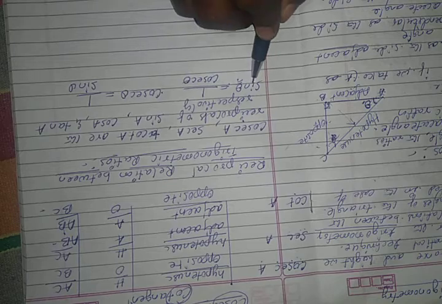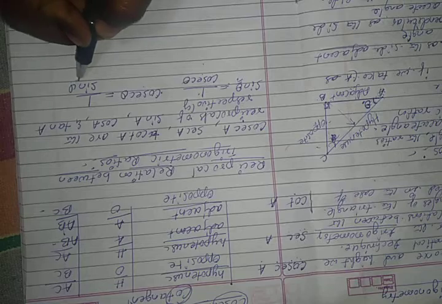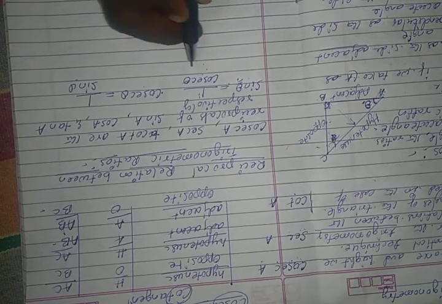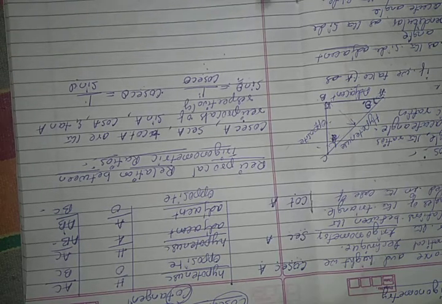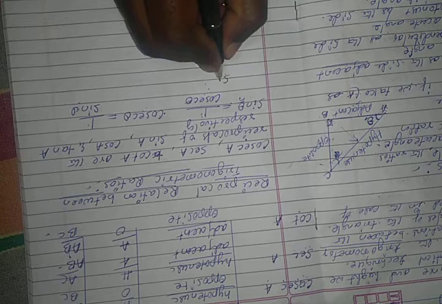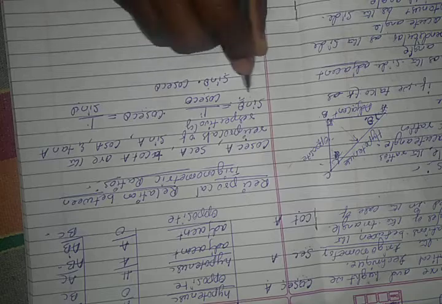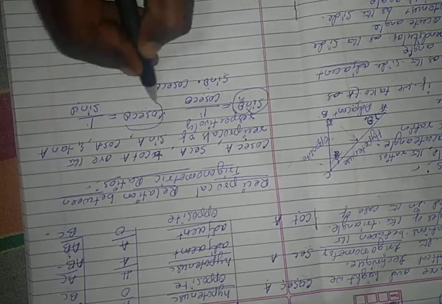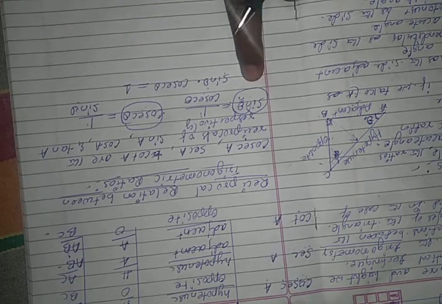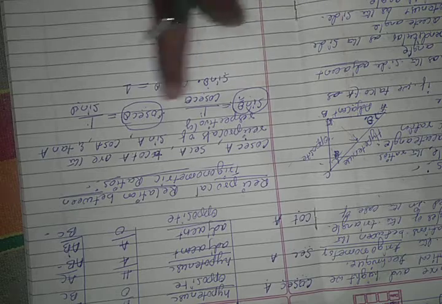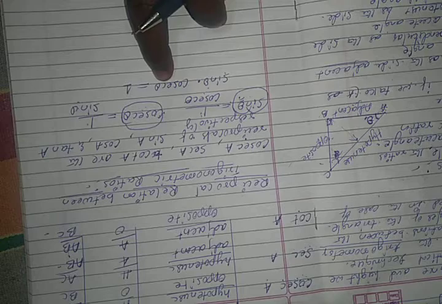Once again, sin theta is equal to 1 by cosecant theta. Cosecant theta is equal to 1 by sin theta. And also, very important, the multiplication of sin theta into cosecant theta is always 1. Cosecant and sin are reciprocals, so their product is equal to 1.